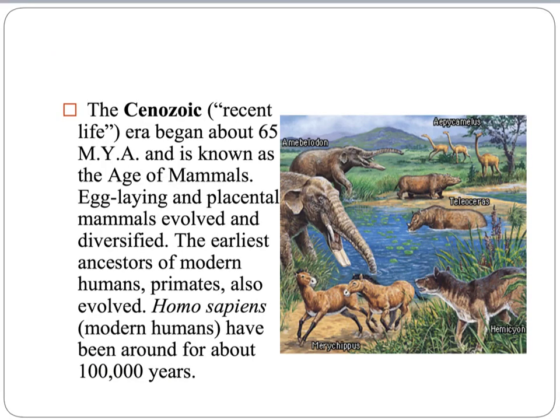Next up, then, we have the Cenozoic era. Now, this is recent life, and it is known as the Age of Mammals. So the Age of Mammals in the Cenozoic era. This is going to be egg-laying mammals, also placental mammals. So when it says placental, meaning they carry their live young. And also, hey, there we are, Homo sapiens.